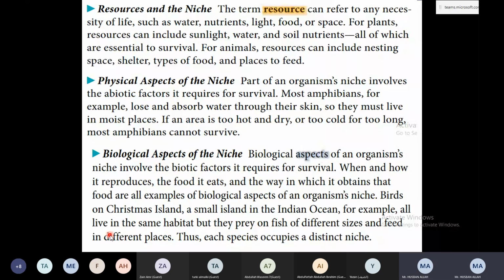All the birds are living in the same habitat, but they are preying on fishes, not the same fishes, but fishes of different size, and feeding in different places. So thus each species occupies a distinct niche. Each species occupies a niche distinct from another. It's clear: biological aspects of niches, physical aspects of niches, and resources in the niches.